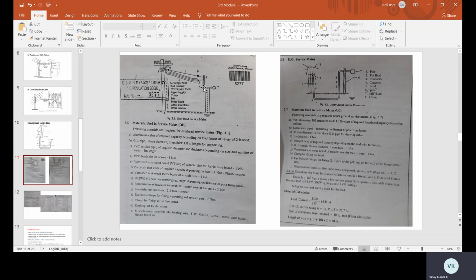So how much distance? First, the distance between the pole and the GI pipe. What is the distance between the pole and the GI pipe? That is already specified. In the previous problem he has given 20 meters. So take that 20 meters and multiply it by 2. That is 2, one for phase and another for neutral.